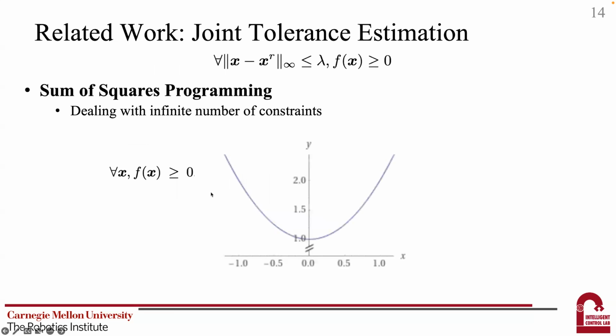Note that the joint tolerance estimation is hard to solve due to the fact that it contains an infinite number of constraints. Well, in fact, there is another category of methods that can handle an infinite number of constraints, which is called sum of squares programming. The problem form of SOS programming is to find the parameterization of f(x) such that every state x will satisfy f(x) is greater or equal to 0. A good example is shown here. Let's say we want to find a parameterization of f(x) such that for every x, f(x) is greater or equal to 1. Then f(x) can be written as x squared plus 1, which is shown in this figure.